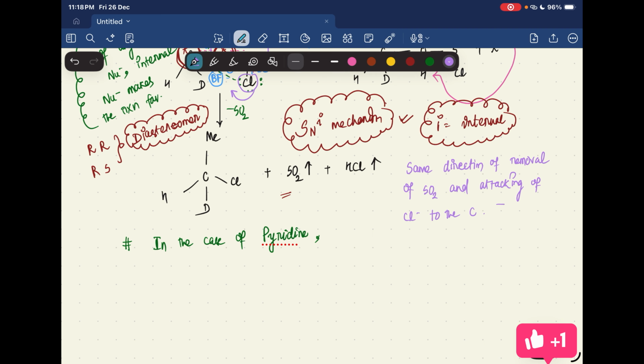That's why 100% retention product is formed. The retention product is formed. Very important point. This is one.